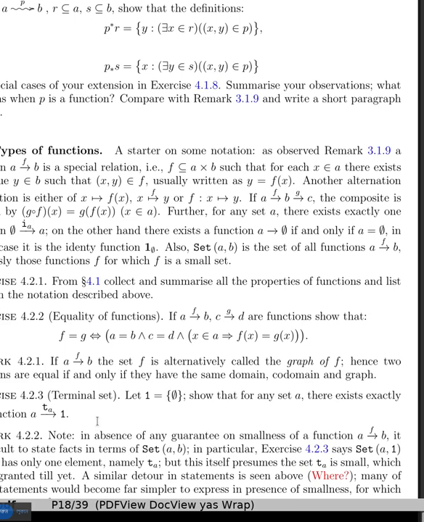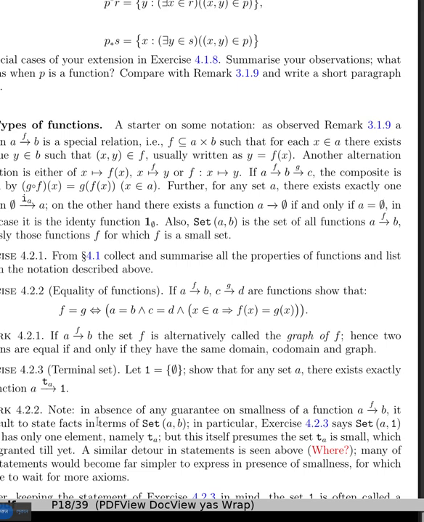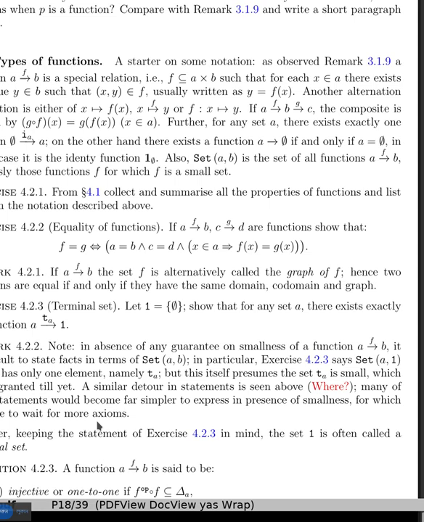Already we have seen several kinds of functions in the first section, so that's what 4.2.1 is about. 4.2.2 is again similar to the axiom of extensionality. So it's the extensionality principle for functions. Essentially what it is saying is that two functions are equal.